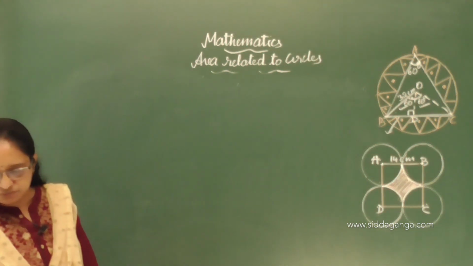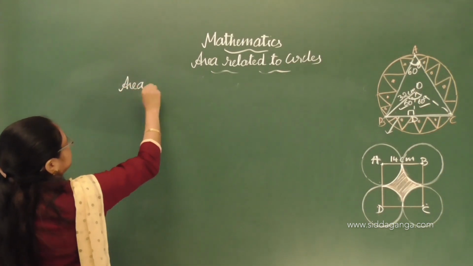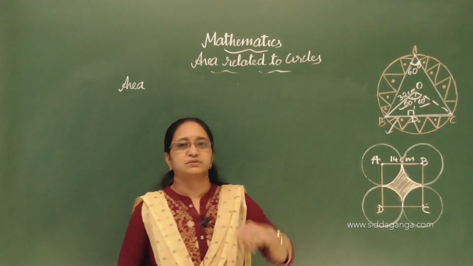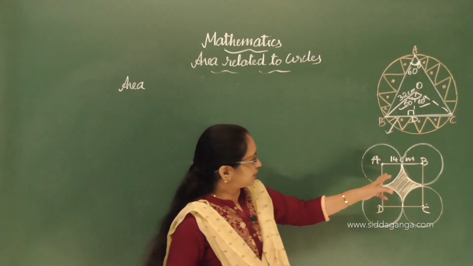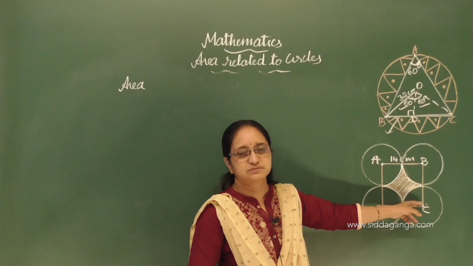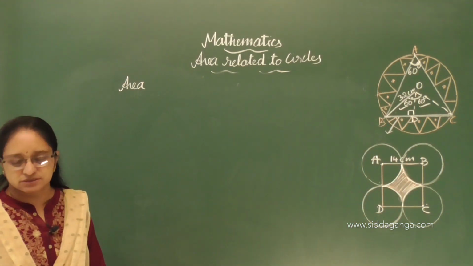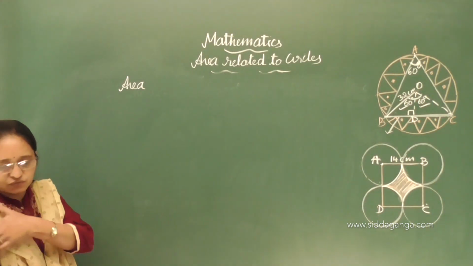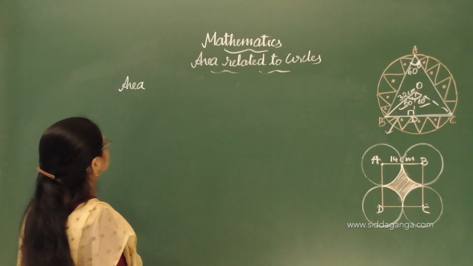Or these are 4 sectors, or can anybody guess another? I told you, again it is a quadrant, 4 quadrants, isn't it? That also you can do, 4 quadrants, that will be easy. Anyway, you can do 4 sectors, or it can be 4 quadrants also.